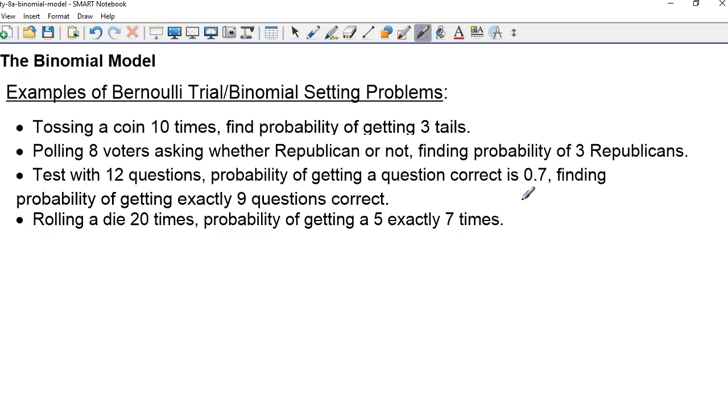The probability of getting correct is 70%. This is definitely a binomial problem. Rolling a die 20 times, finding the probability of getting a 5 exactly 7 times.